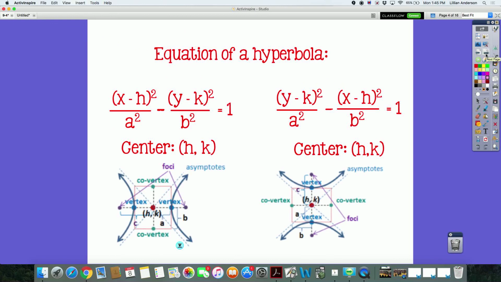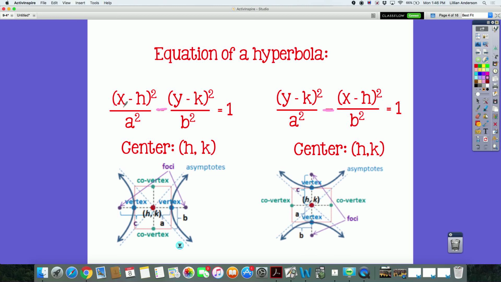Here are your two equations for hyperbolas, very similar to that of ellipses, but the difference is that there's a minus in between. That's one key difference. And another key difference is, as you can see in your numerators, the (x minus h) squared and the (y minus k) squared, either x's will be first or y's will be first. Depending on which one is first, that basically tells you what type of hyperbola you're going to have.